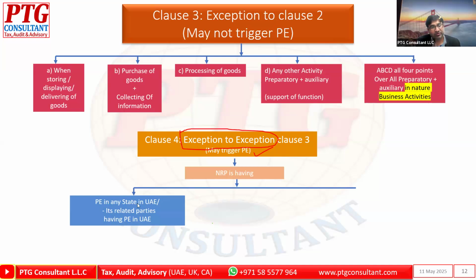PE in UAE is a related party, which means the company already has a related party working in UAE. If having the related party in UAE, now the story is different. The UK company's related party is already working in UAE. Now this will change the scenario.